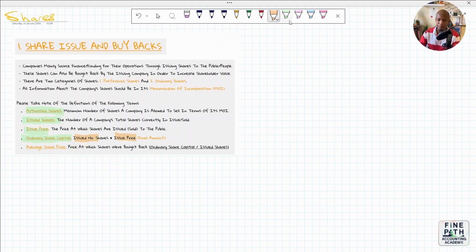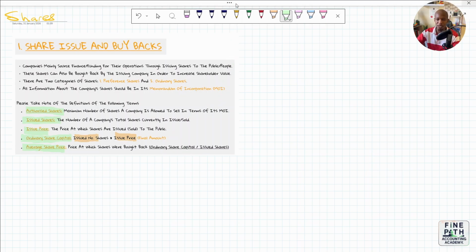And then lastly, we have our average share price. This one we will deal with when we are dealing with buying back of shares. This basically tells us about the value that was given up when we were buying back the shares, right? So it's not the price at which they were bought back. Apologies for that mistake there. It's the value that was given by the company when buying back those shares. And we get this value by taking our total ordinary share capital dividing by the issued shares at that point. But we will have a separate video for that one.